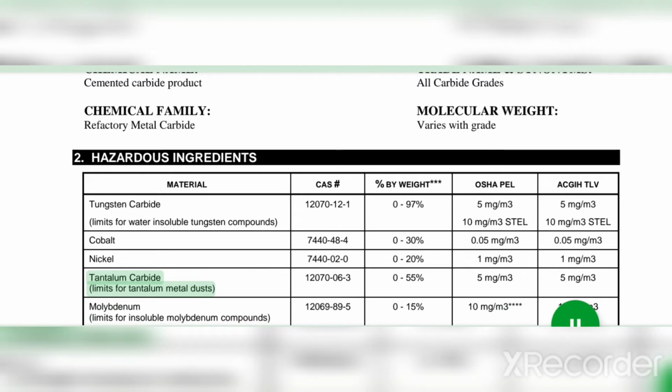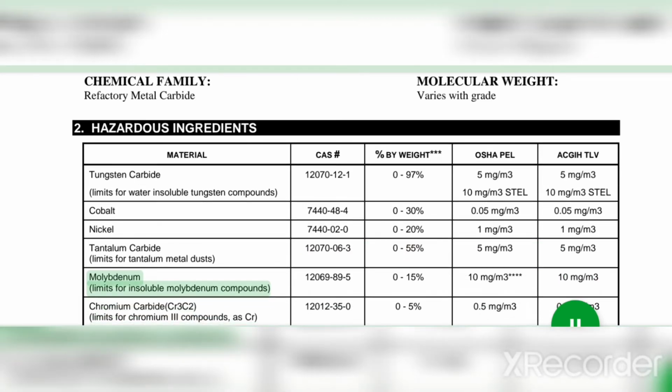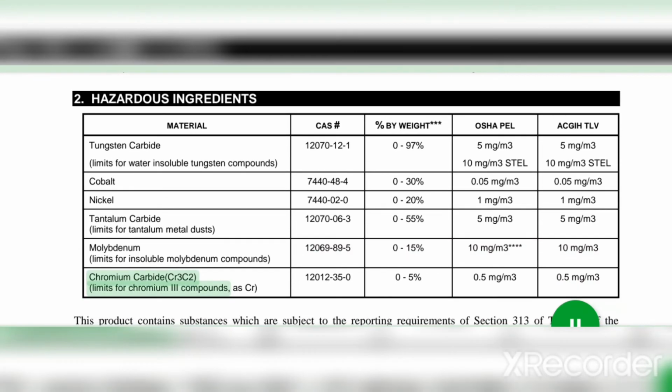Tantalum carbide, limits for tantalum metal dusts, 12070-06-3, 0-55%, 5 mg/m3, 5 mg/m3. Molybdenum, limits for insoluble molybdenum compounds, 12069-89-5, 0-15%, 10 mg/m3, 10 mg/m3. Chromium carbide Cr3C2, limits for chromium 3 compounds as Cr, 12012-35-0, 0-5%, 0.5 mg/m3, 0.5 mg/m3.